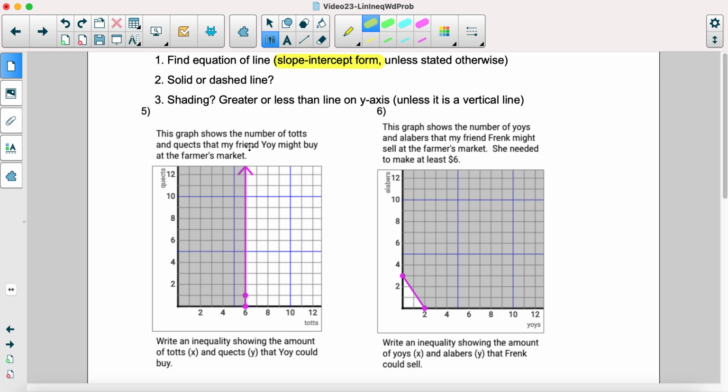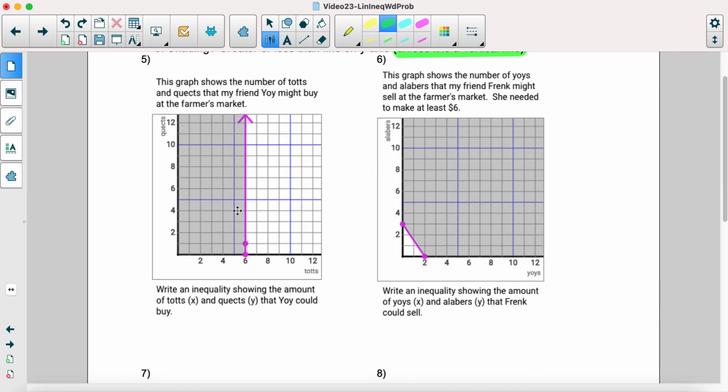The third step here is to look at your shading. In the previous video, when we had the line that intersected the y-axis, we want to look at the shading right along the y-axis itself. If the shading is above the line on the y-axis, then we know that it's a greater than relationship. And if it's below the line where it intersects with the y-axis, then we know it's a less than relationship. The only notable exception here is unless it's a vertical line. And again, that's the first example we're going to look at here.